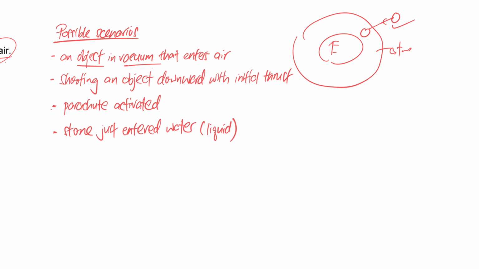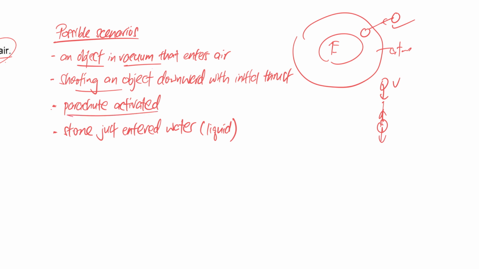That's one possibility. Another possibility is like you are throwing an object down from, let's say, an aircraft. You throw it vertically down because you give it an initial thrust. The speed initially is very high, and then due to air resistance, eventually you will reach terminal velocity. Or you fire a gun downwards towards the Earth from, let's say, very high up in the sky, from an aircraft.